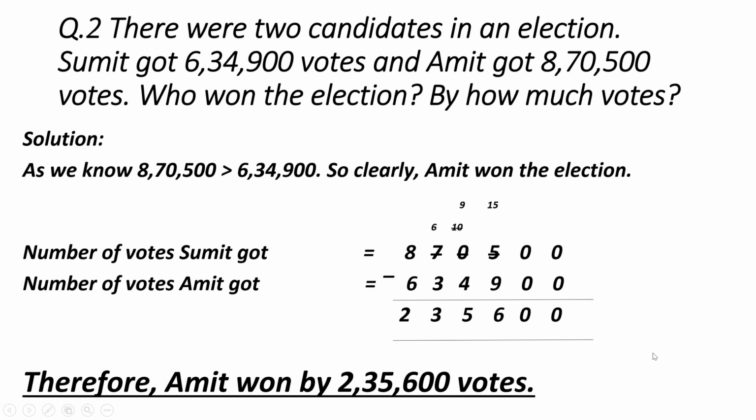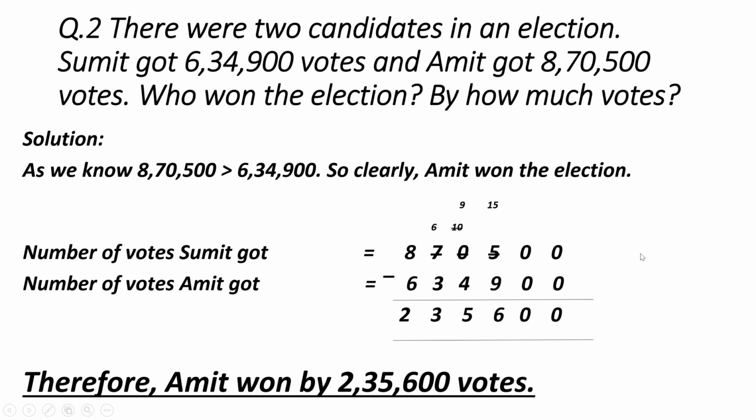There were two candidates in an election. Sumit got 6,34,900 votes and Amit got 8,70,500 votes. We have to tell who won the election and by how many votes. So let's start with the word problem. As we know that 8,70,500 is greater than 6,34,900, clearly Amit won the election, but we have to find out by how many votes. So we have to subtract the number of votes Sumit got from the number of votes Amit got.